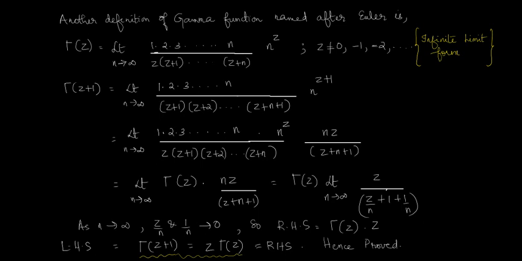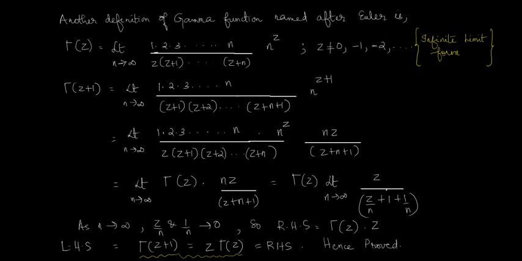So here you have 1 into 2 into 3 into etc. up to n, and in the denominator you have terms starting with z and ending with z plus n, and then an n raised to z. Then this fraction, this is extra, nz by z plus n plus 1. Now what is this portion? This entire portion is gamma of z, plus you have some additional terms.